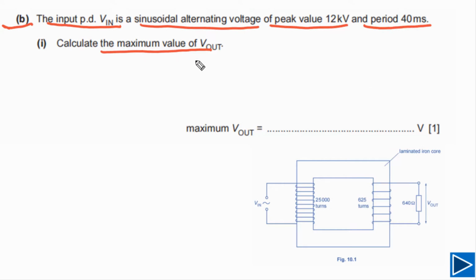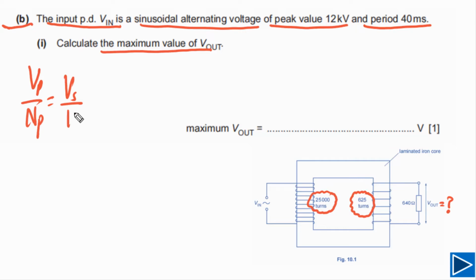We need to calculate the maximum value of Vout. For the primary coil, the number of turns is given, 25,000, and for the secondary coil we have 625 turns. So in this case we simply use Vp over Np equal to Vs over Ns. We have to calculate Vs, the maximum value, the peak value.